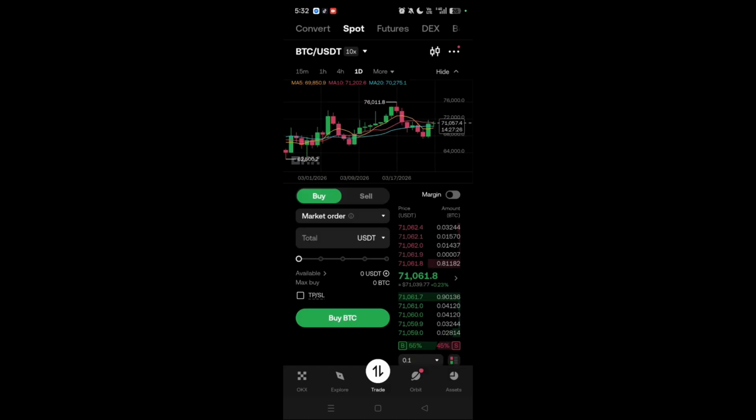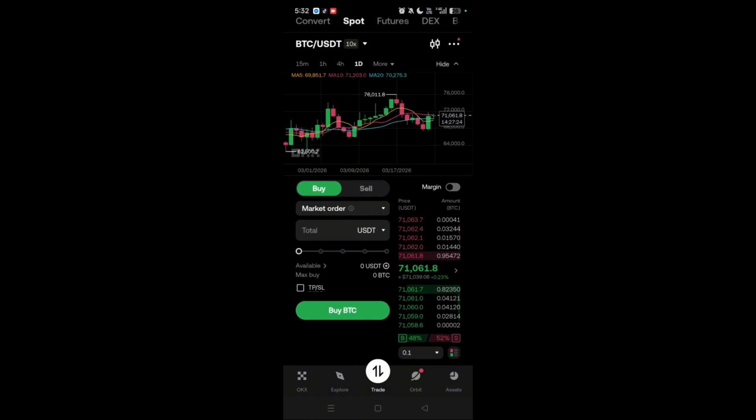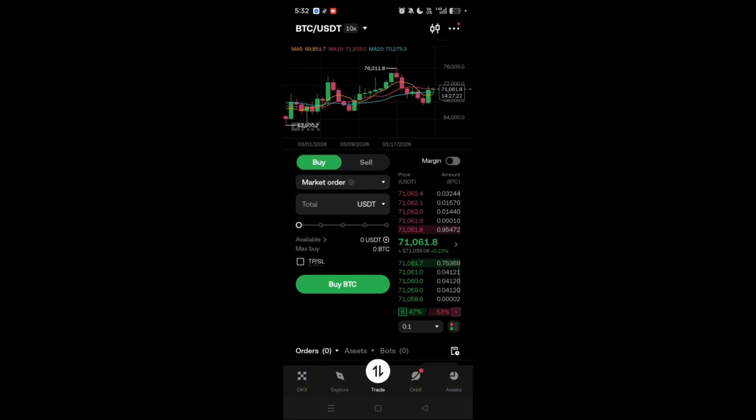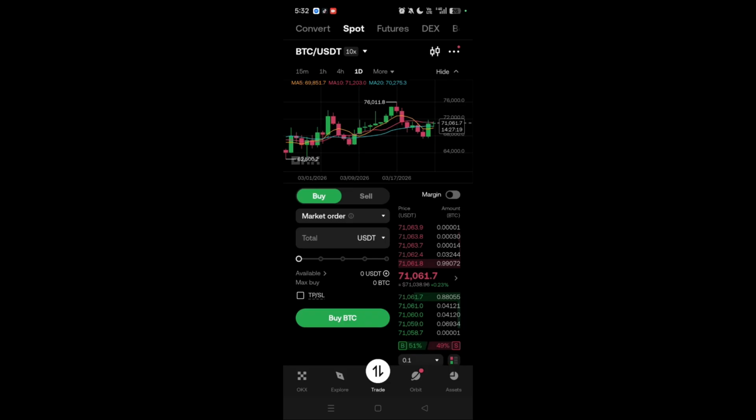as you can see right now, it's loading. As you see right now, it's on the real time demo trade. There we go. As you see right there. So yeah, there you go. That's how it works.